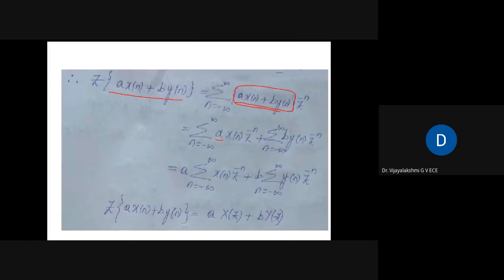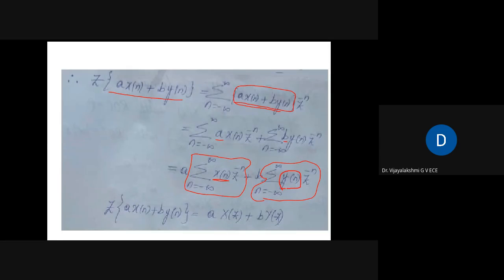So a and b are the scaling factors which are constants. I'm taking them out. So what is being left out? This quantity. So what is this quantity? Summation of n varying from minus infinity to plus infinity, x of n into z power minus n. So this is the Z transform of the sequence x of n. So this can be written as X of z. So that is the constant a into the Z transform. Similarly here, the constant b into the summation of n varying from minus infinity to plus infinity, y of n into z power minus n. So we are taking the Z transform of the sequence y of n.